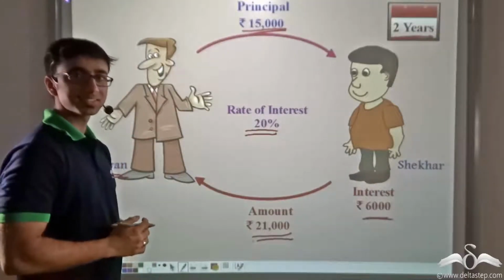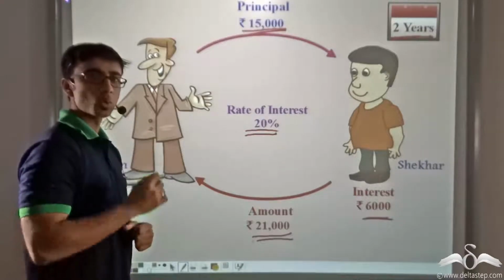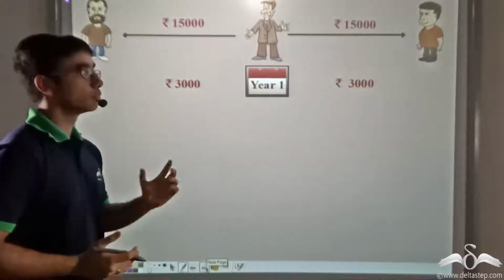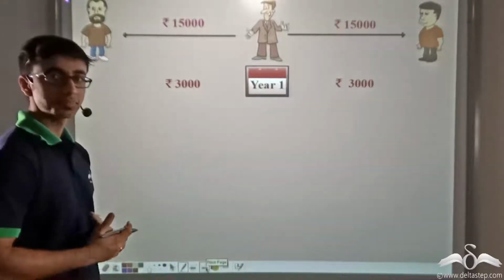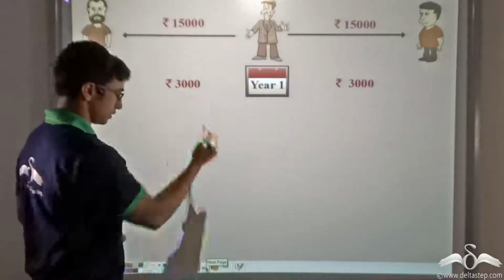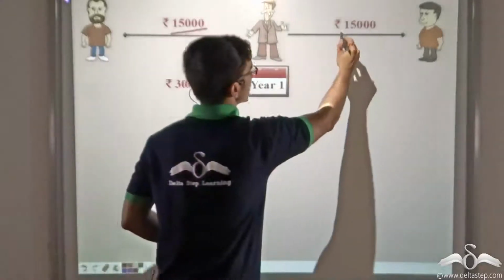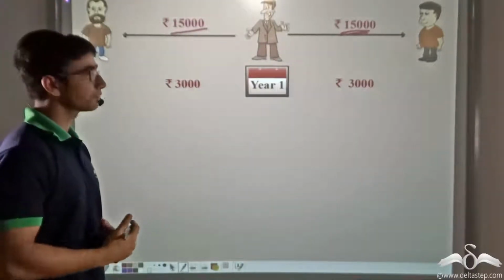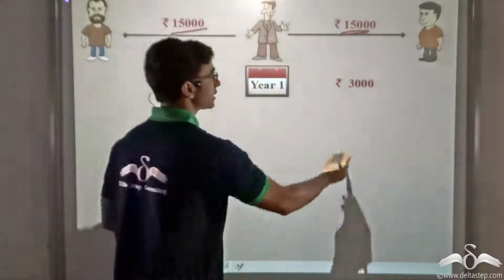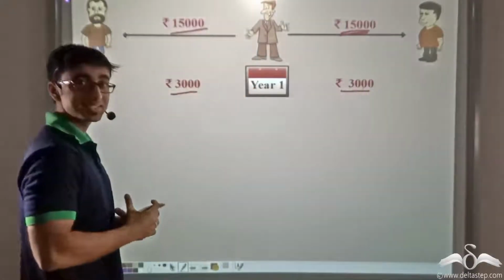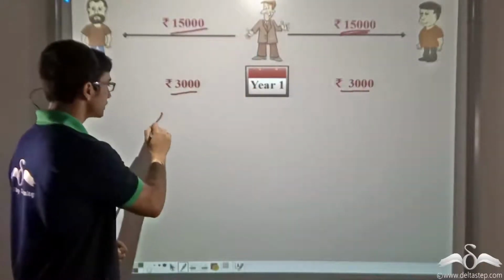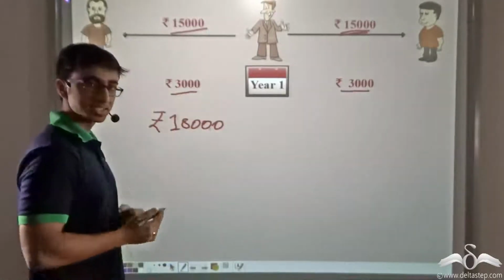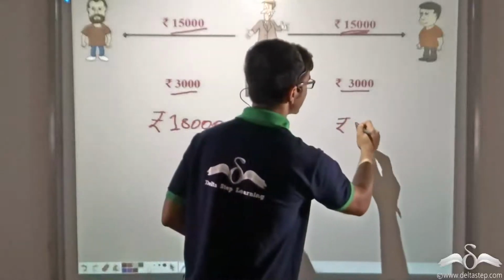Now Narayan notices that there is a slight discrepancy. What is that discrepancy? Over here, both Shekhar as well as Sundar are borrowing a sum of 15,000 from Narayan. So at the end of the first year, since the rate of interest is the same, both of them are paying back rupees 3,000, that is the additional amount. So the total money that they are paying back is 15,000 plus 3,000, that is rupees 18,000.